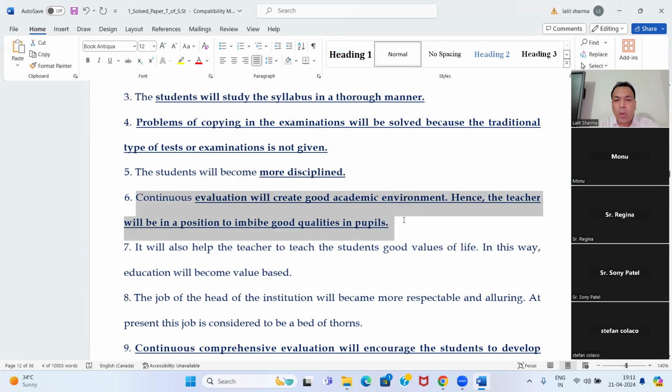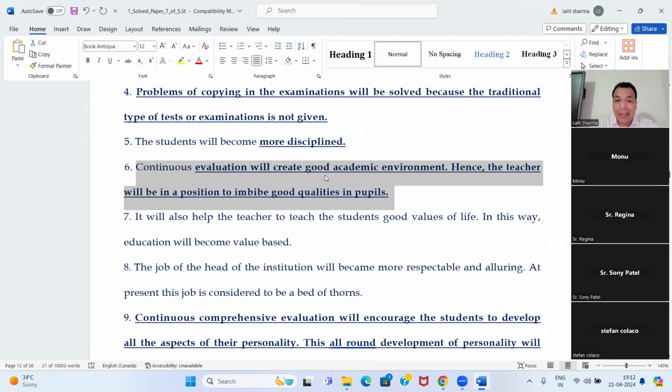Continuous evaluation will create a good academic environment. Hence, the teacher will be in the position to imbibe good qualities in pupils. देखा है ना, यही एक आम जो एक वीक टीचर होता है, these are the शिकायतें, these are the complaints of the weak teacher, कि student is not disciplined, student does not learn the syllabus well. Okay, actually teacher is not good. Okay, teacher does not have the knowledge of teaching methodology, right? That's why B.Ed has become mandatory.